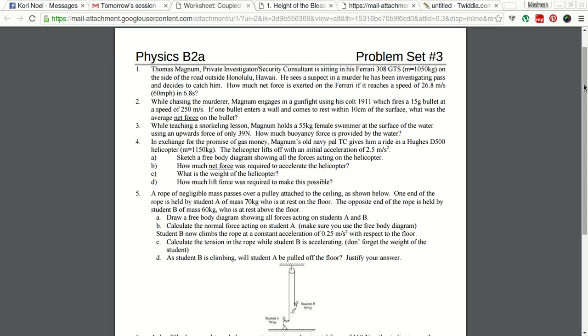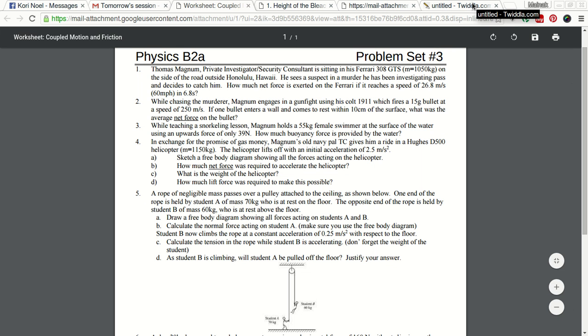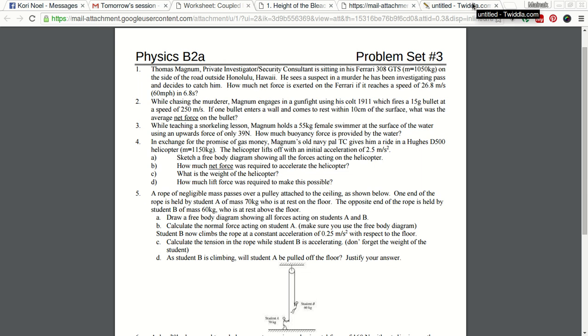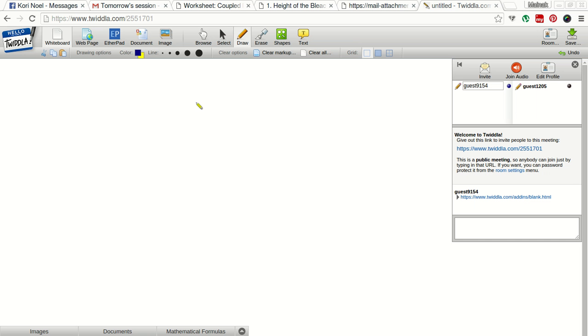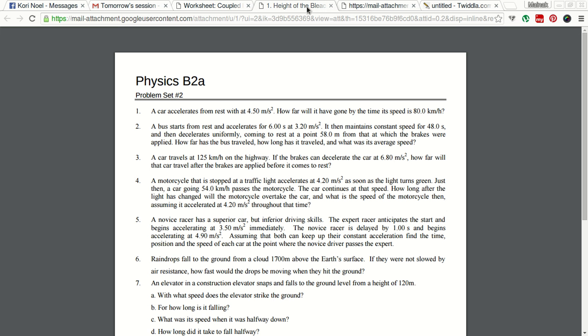It says Thomas Magnum, private investigator, is sitting in his Ferrari with a mass of 1050 kilograms on the side of the road outside Hawaii. He sees a suspect in a murder he has been investigating pass him. How much net force is exerted on the Ferrari if it reaches a speed of 26.8 meters per second in 6.8 seconds? Okay, so what did you understand from this one?